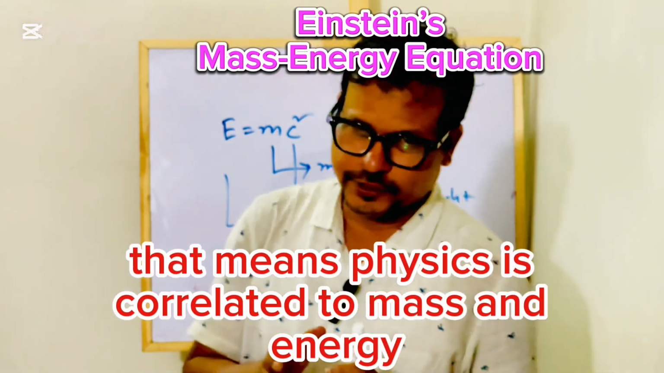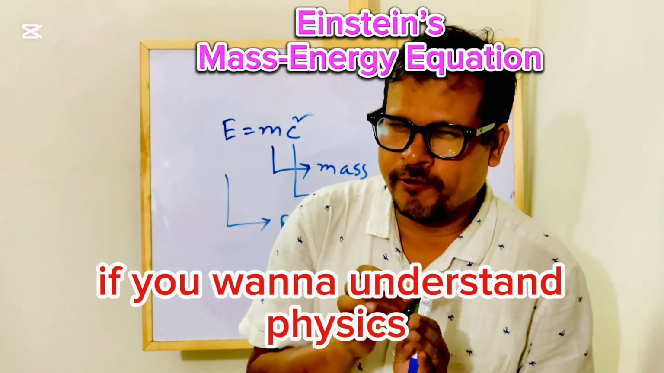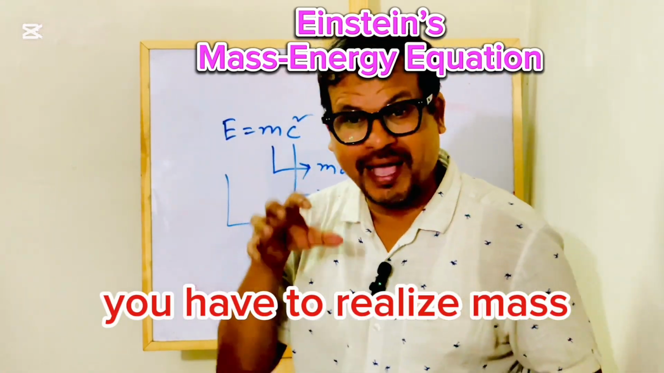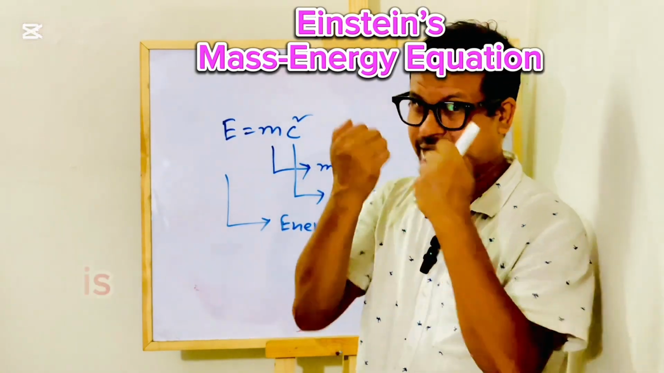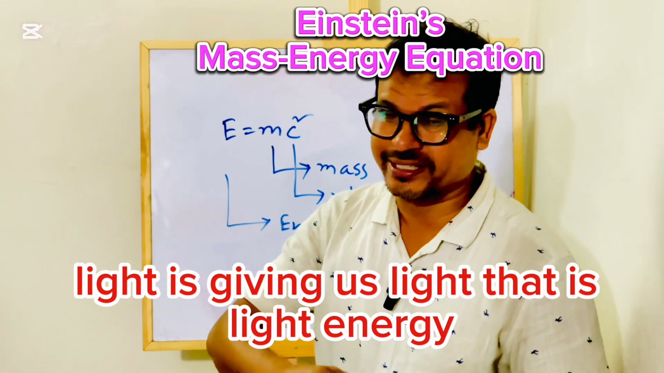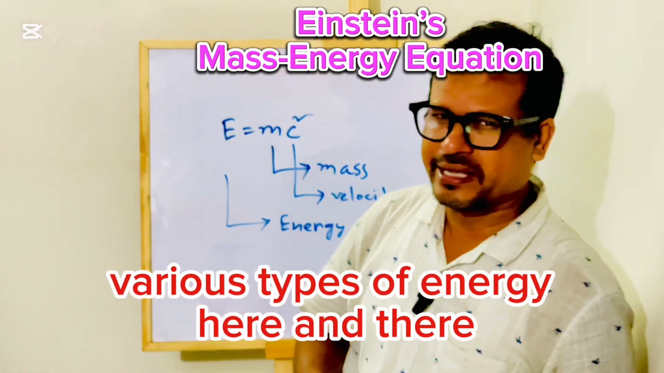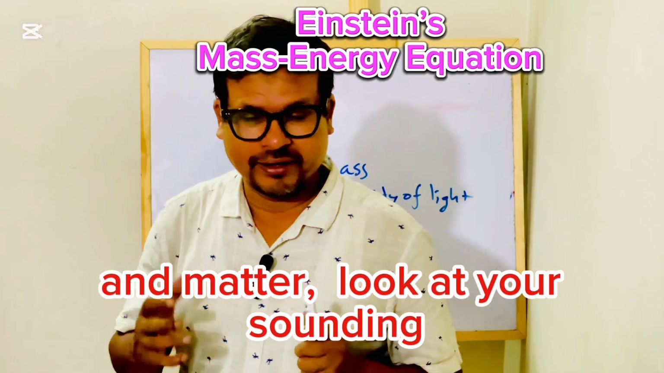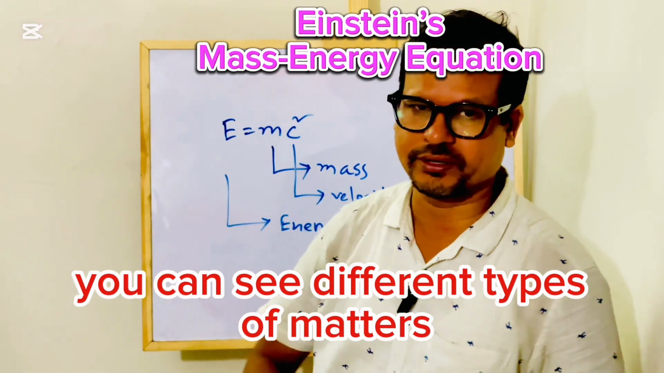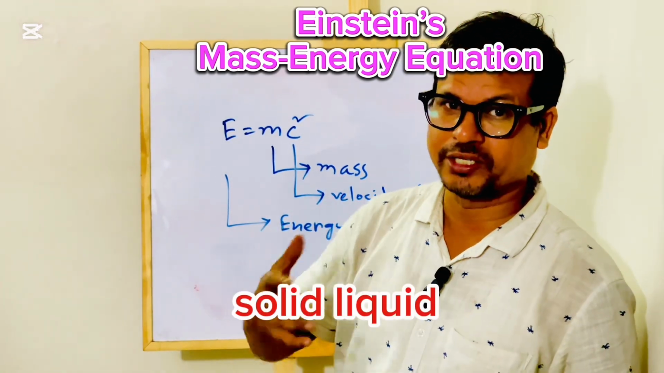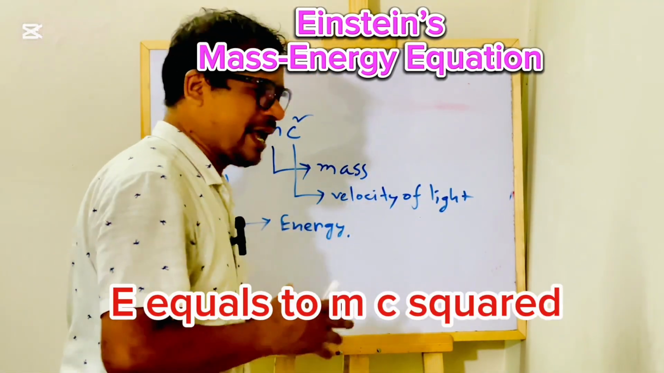Guys, we are learning physics. That means physics is correlated to mass and energy. If you want to understand physics, you have to realize mass along with energy. I'm talking to you; this is sound energy. Light is giving us light energy, then electrical energy, magnetic energy. Energy is here and there. And matter: look at your surroundings, you can see different types of matter, and there are three states of matter: solid, liquid, and gases. Anyway, that's another matter. I want to discuss E equal to mc squared.